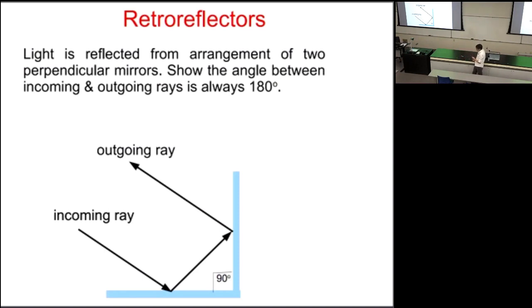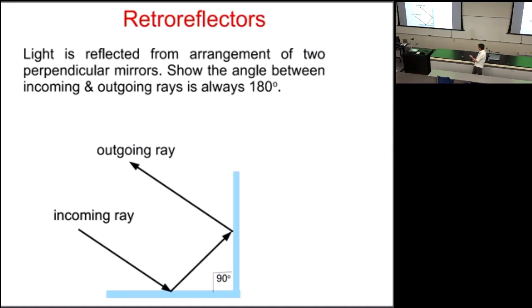It has the property, just to stress it: if you arrange two mirrors perpendicular to one another, one horizontal and one vertical, with a 90-degree angle between them, an incoming light ray striking, say, the lower mirror gets reflected off the lower mirror, then off the vertical mirror, and gets reflected back in exactly the same direction that it approached from. That's the key property of a retroreflector.